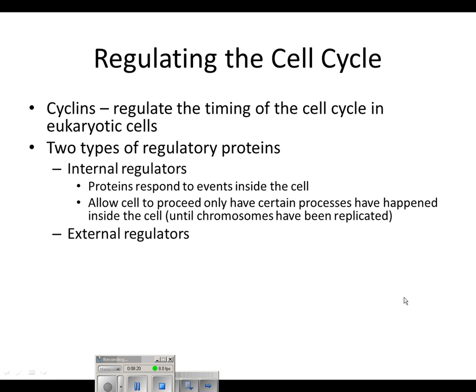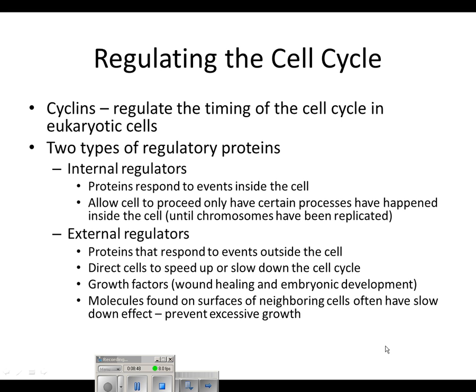The internal regulators are proteins that respond to events inside the cell, and they allow the cell to proceed only after certain processes have happened inside the cell. So for instance, those checkpoints that we looked at before, when all the chromosomes have been replicated to make sure that every chromosome is in place for anaphase and is attached to the spindle so that they'll separate correctly. Those would be internal regulators that control that.